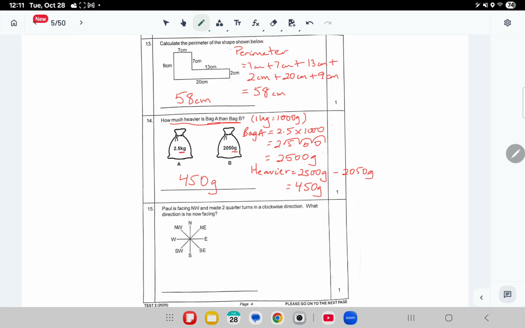Alright, number 15. Paul is facing northwest and made 2 quarter turns in a clockwise direction. What direction is he now facing? So first he was facing northwest. He moved 1, 2 quarter turns, so he's facing southeast. Remember, a quarter turn is the same as a right angle, which is equal to 90 degrees.